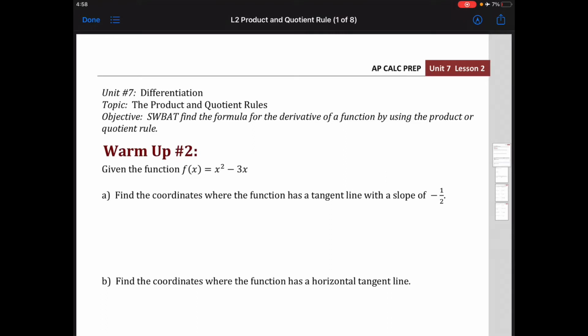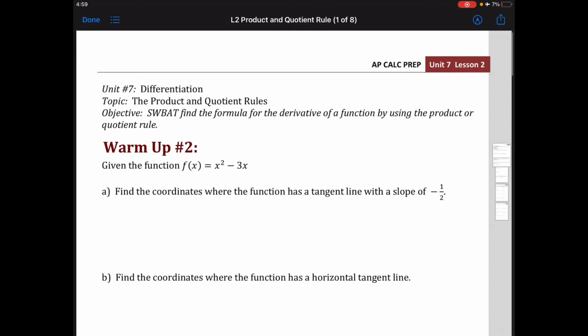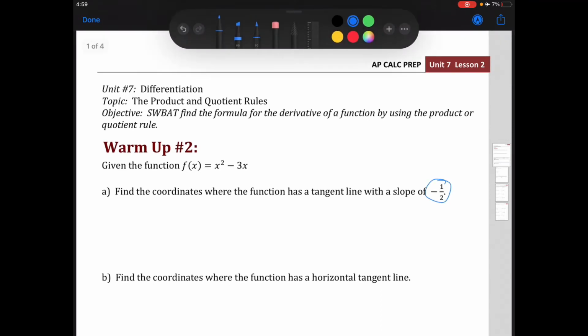So the warm-up says, given the function, and a function is given to you, find the coordinates where the function has a tangent line with the slope of a half. So basically my slope is my derivative, right? My derivative is given to me. I need to find the coordinates. I want to find at what x value is my slope a half. That's what it means, right? If I know my x, I can automatically substitute the x into this equation and find my y.